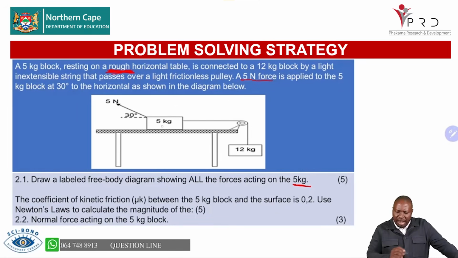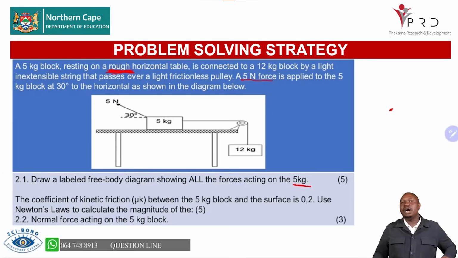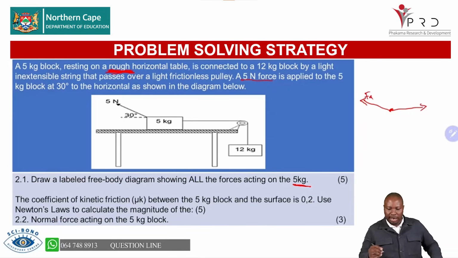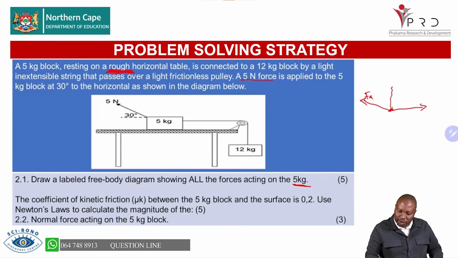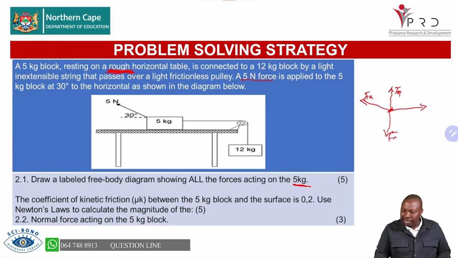Now, on the 5 kg block, please don't resolve any forces. It's a free body diagram, so you just make a dot and draw the forces as they appear on the object. We have our tension moving to the right, and our applied force of 5 Newton going upward like that. We have our normal force that is always perpendicular to the surface, and we have Fg that is always going down. But remember, they said that this is a rough surface, so don't forget that.